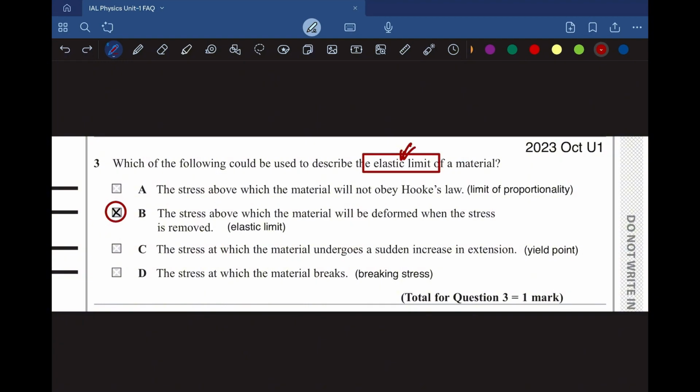Now part A says the stress above which the material will not obey Hooke's law. This is talking about the limit of proportionality, right? We know the formula F equals K into del x. This is talking about that formula and that limit of proportionality. But whereas the answer is about the elastic limit, the limit above which, if the stress is removed, the material will still be deformed, right? The stress above which the material will be deformed when the stress is removed. So basically this is our answer.